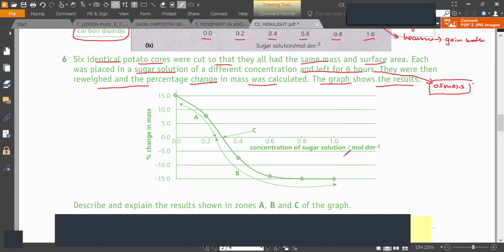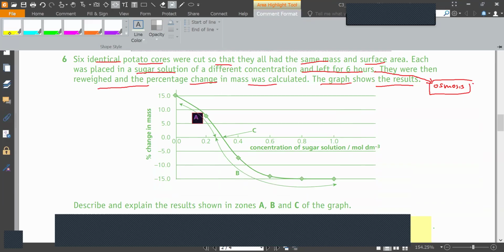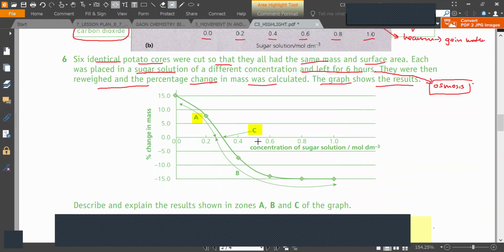Let's look at the graph. What is happening? They are asking about zone A, zone B, and zone C. So what is happening? In zone A, the mass increases.